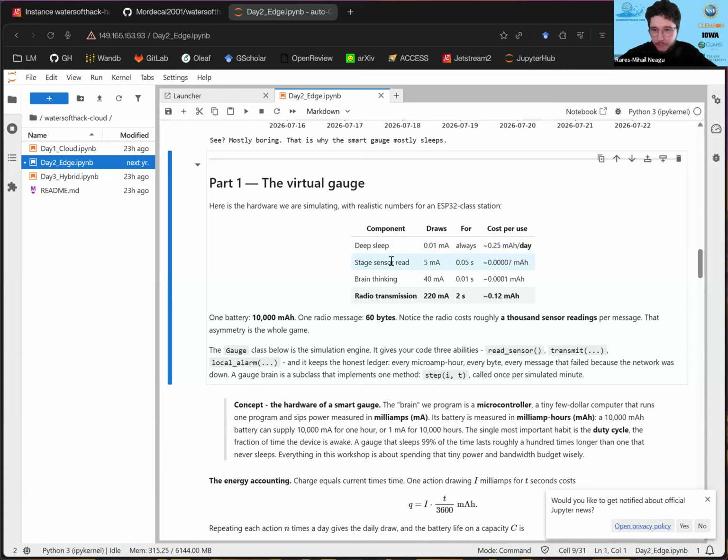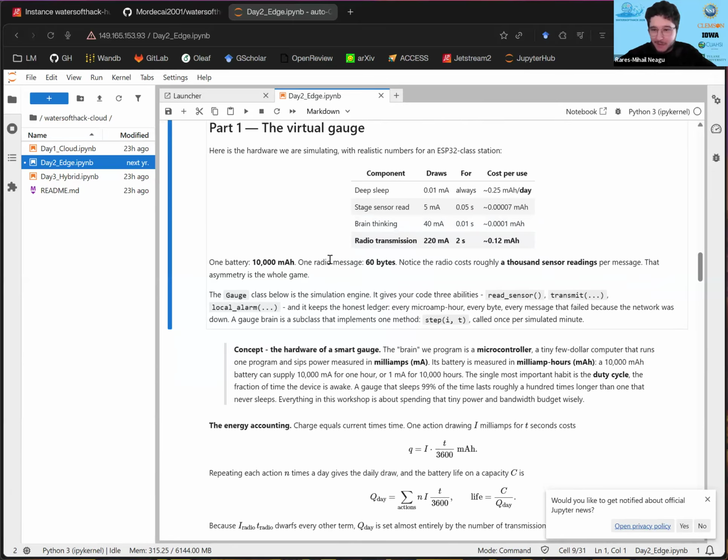Now, for reading, we're going to be drawing 5 milliamperes, and the sampling happens every 50 milliseconds. As you can see, this also takes almost nothing, despite the sampling frequency. Brain thinking basically means the microcontroller is doing some calculations, maybe taking some averages or doing some form of interpolation, whichever kind of processing you want to do. But this also doesn't take almost any energy.